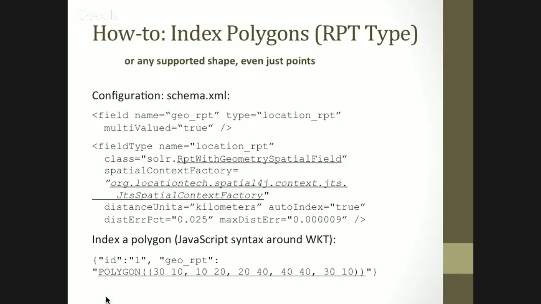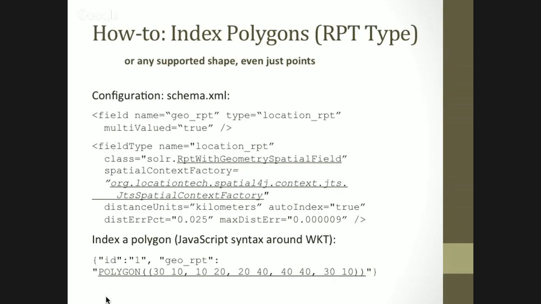Polygons get a bit more interesting. So we can't use that field type. Remember that they have different features and performance characteristics. The LatLonType is just for latitudes and longitudes. It's really pretty basic. This one I just call RPT for short because it has a longer, more verbose name. There are actually two fields now that bear that name: the RPT with geometry, and then the spatial recursive prefix tree that does not have geometry in the name.